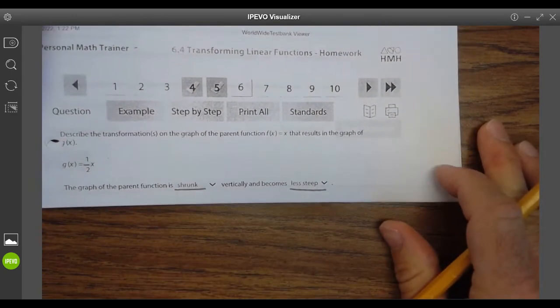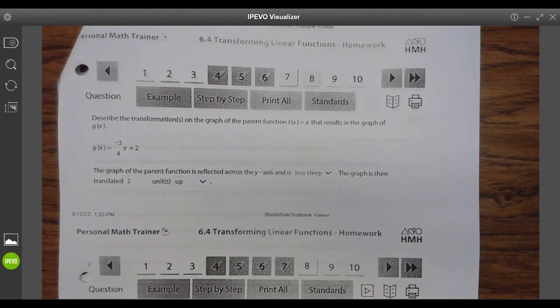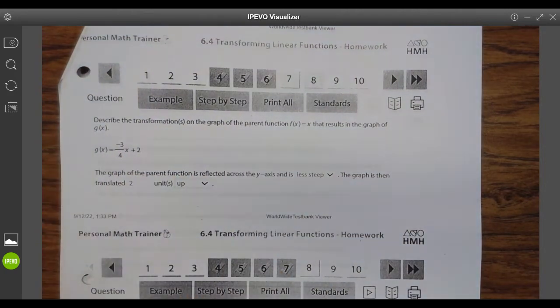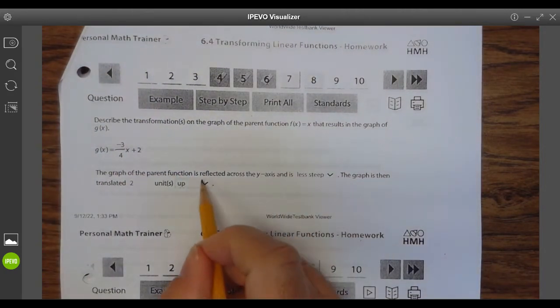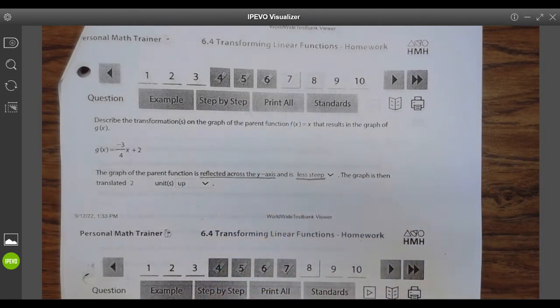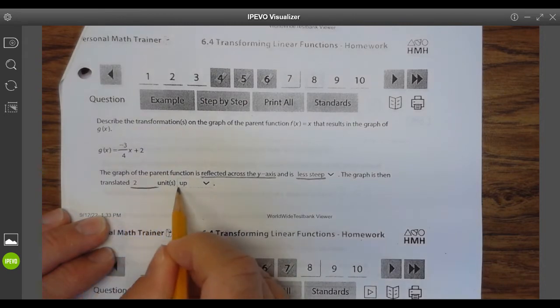All right, let's look at the next example. Example 8. Describe the transformation on the graph of the parent function f of x equals x that results in the graph of g of x. The graph of the parent function is reflected across the y-axis and is less steep. The graph is then translated 2 units up.